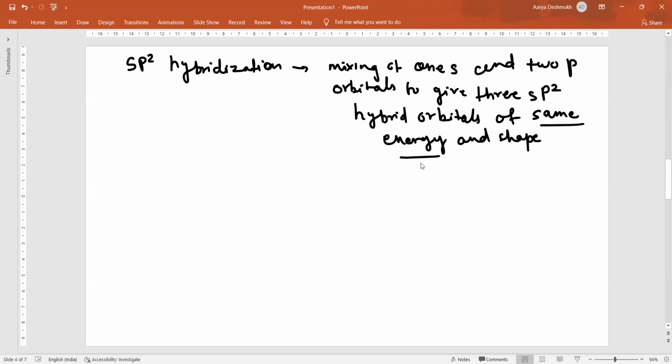Now the three orbitals are maximum apart and oriented at an angle of 120 degrees, and all of them lie in one plane. Now I'll explain this with the diagram. This is the s orbital, plus two p orbitals, that is 2px and 2py.